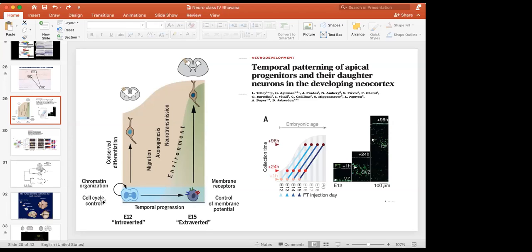A lot of cell cycle and chromatin organization genes were in these early progenitors, whereas a major biological pathway which came up in later progenitors was membrane receptors and control of membrane potential. And then as the axis went from progenitors to post-mitotic neurons, you started seeing genes involved in migration, axonogenesis, and neurotransmission coming up, right? That was one of the take-home messages from this study.